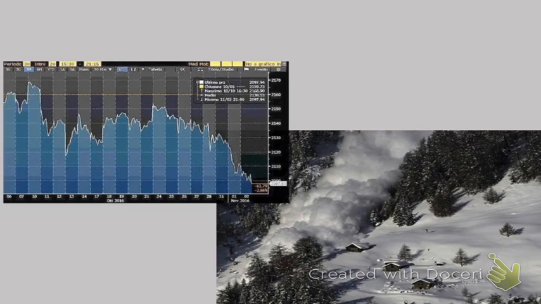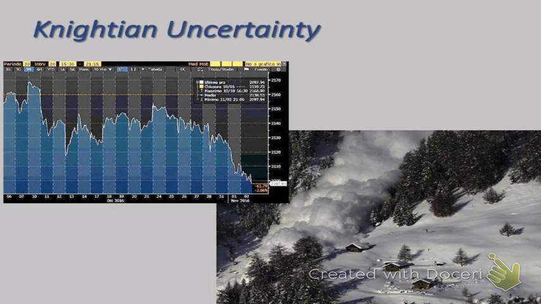What about an avalanche? What about the stock exchange? The value of... is it uncertainty? We don't know the future value of some stock. We cannot have an objective probability. This is Knightian uncertainty.